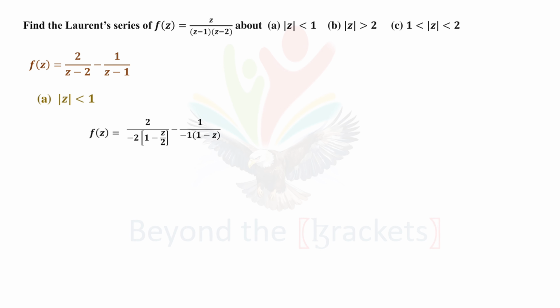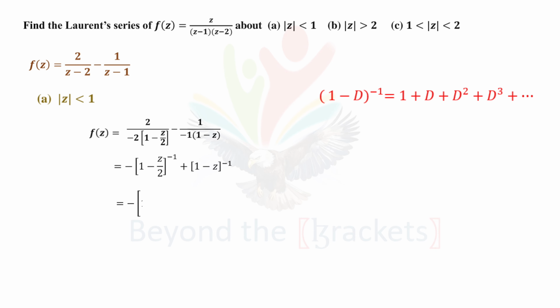For the first term, 2 in the numerator and in the denominator cancels out. Taking the first term to the numerator, we get minus of 1 minus z by 2 whole inverse. For the second term, it will be 1 minus z whole inverse. Using the geometric expansion, 1 minus d inverse, here d will be equal to z by 2. For the first term, we get 1 plus z by 2 plus z by 2 whole square and so on. For the second term, here d is equal to z, so we get 1 plus z square and so on.